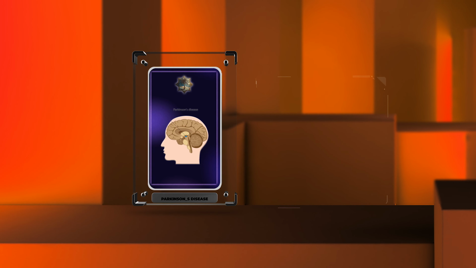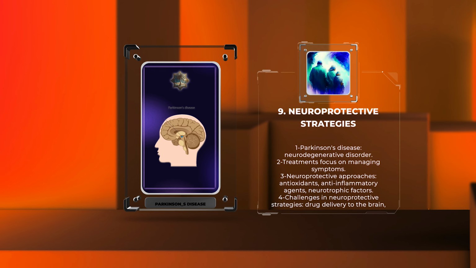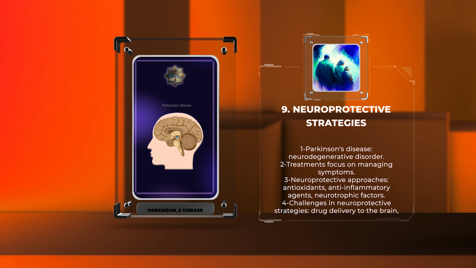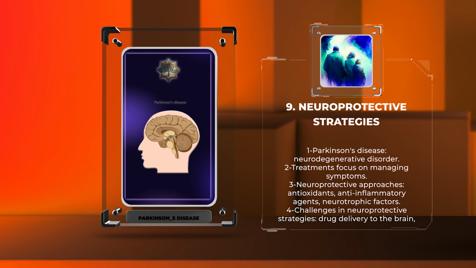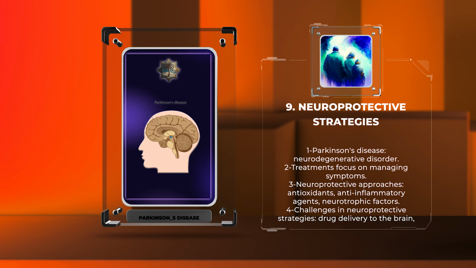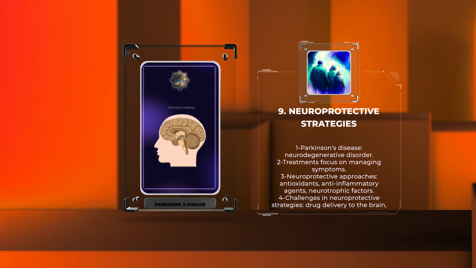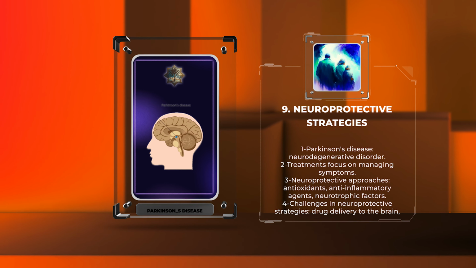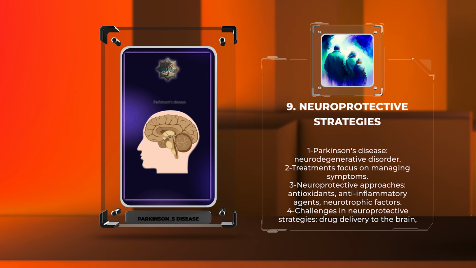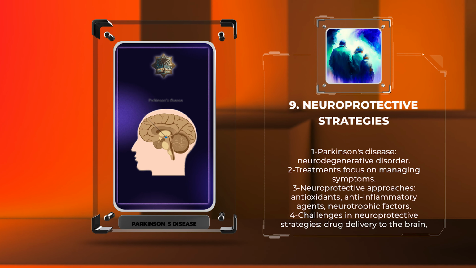Parkinson's disease is a neurodegenerative disorder characterized by the loss of dopaminergic neurons in the substantia nigra region of the brain. While current treatments focus on managing the symptoms, such as tremors and muscle stiffness, there is a growing need for strategies that can protect and preserve these neurons. One potential approach is through the use of antioxidants, which can help reduce oxidative stress and prevent further damage to neurons. By neutralizing harmful free radicals, antioxidants may slow down the progression of Parkinson's disease.